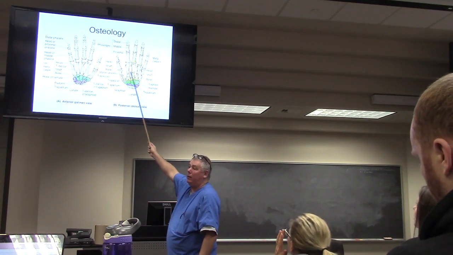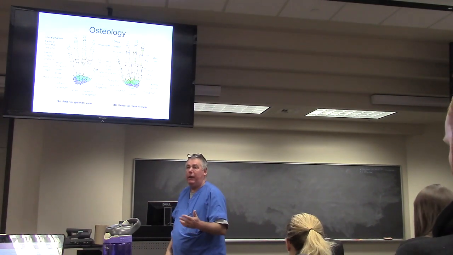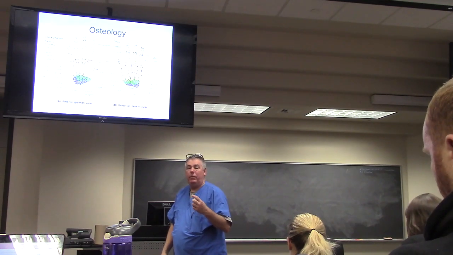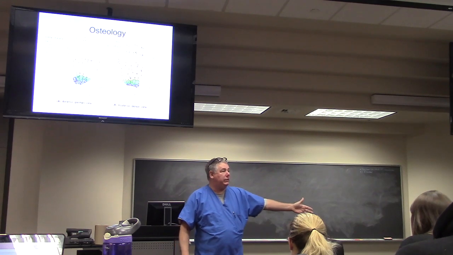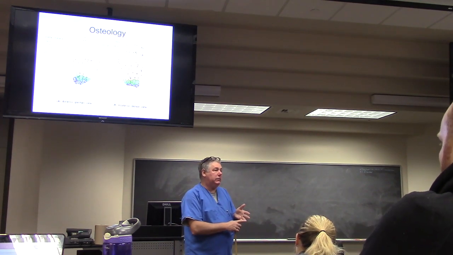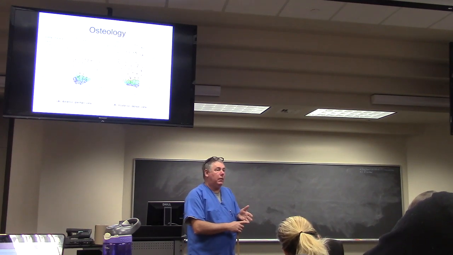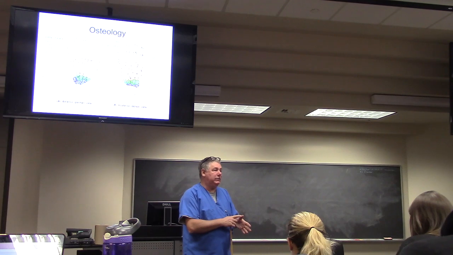Beyond the metacarpal bones, you have the phalanges. On the medial 4 digits, you have 3 phalanges: a proximal, a middle, and a distal phalanx. The thumb only has 2 phalanges, a proximal and a distal.